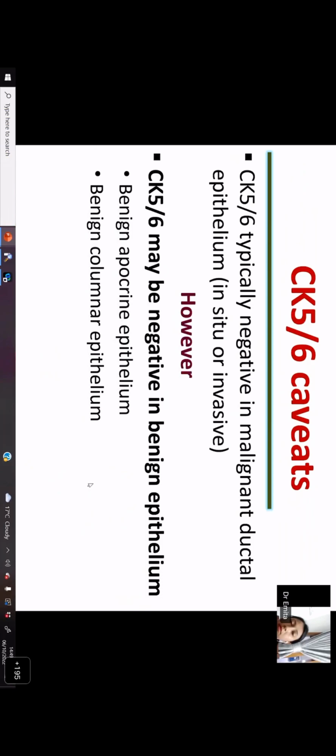Now, if you use any immunostains, you have to know what it stains normally, what are the pitfalls, and what type of staining to expect. So CK5, what are the caveats? As I said earlier, it is typically negative in malignant ductal epithelium, but it can be negative in some of the benign epithelia. So when you get apocrine metaplasia, and you are trying to decide whether it is DCIS or it is just hyperplasia, CK5 is not going to help, because CK5 is negative in benign apocrine epithelium. Also, when you get columnar cell change in any lesions, even if it is benign, CK5 will be negative.